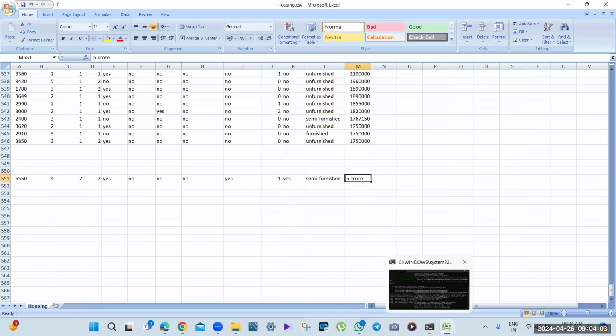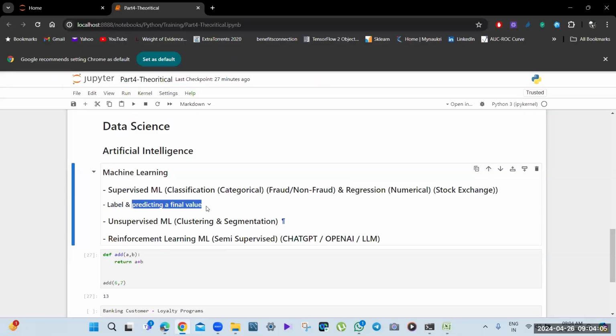So are we clear on this part? The basic difference between classification and regression. Any doubts? Just feel free to ask. No. Okay. So let me give you a scenario.